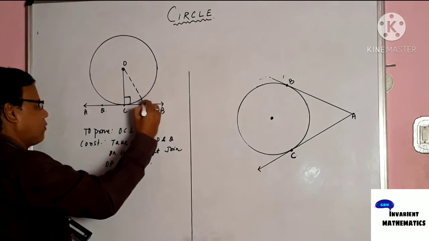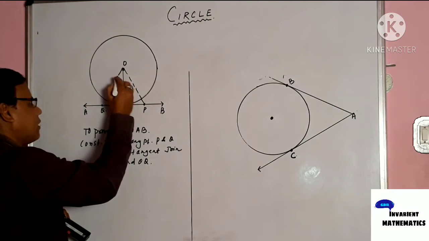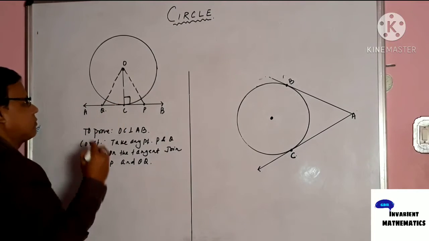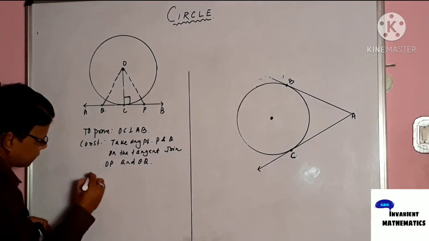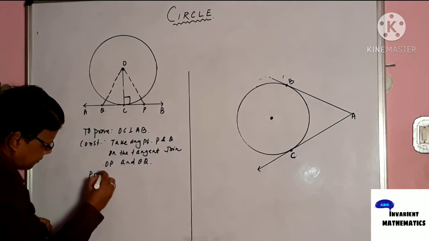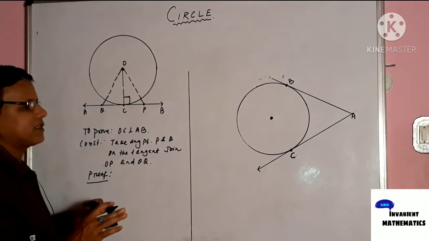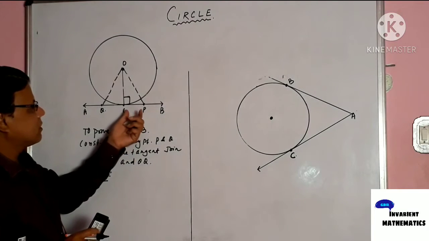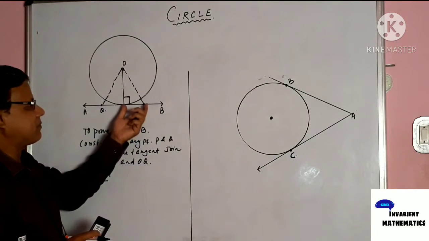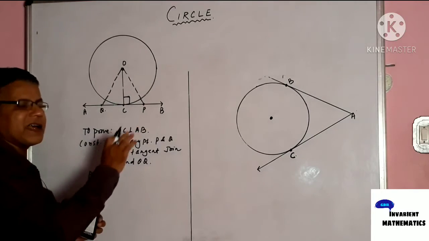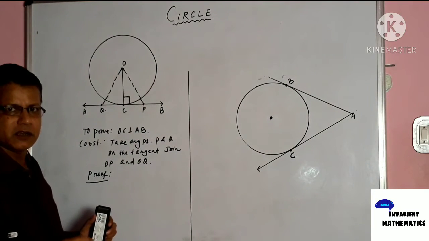Join OP and OQ. Now comes to your proof part. Look at it, it is very simple. As AB is a tangent at the point C, all other points lie outside the circle.